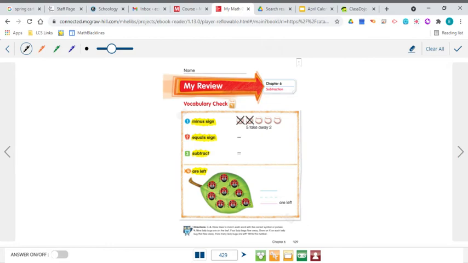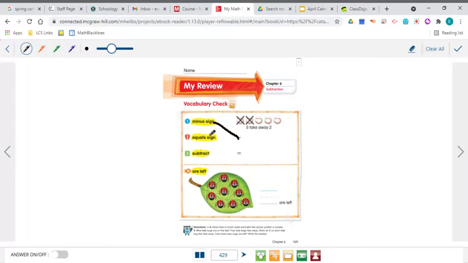All right, today we are going to review for our chapter test on subtraction that we'll take tomorrow. If you are on page 429 in your math book, you'll be ready to follow along with our lesson. And the first thing on page 429 is just a vocabulary check, making sure that you understand what a minus sign is.